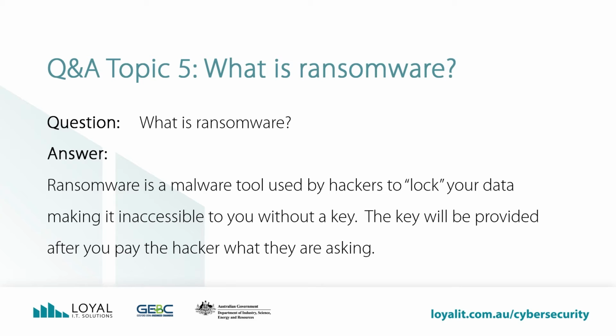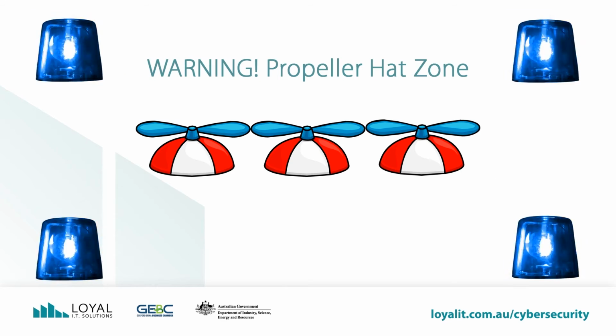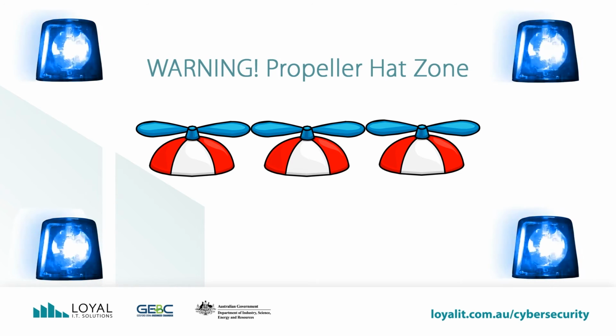Let's go. The question has been asked, what is ransomware? The answer is, ransomware is a malware tool used by hackers to lock your data, making it inaccessible to you without a key. The key will be provided after you pay the hacker what they are asking. But there is more to it these days than simply locking your data, which we will dive into. This propeller hat zone is rated 3 out of 5 because we will be talking about how ransomware works and the different types of keys used in ransomware.